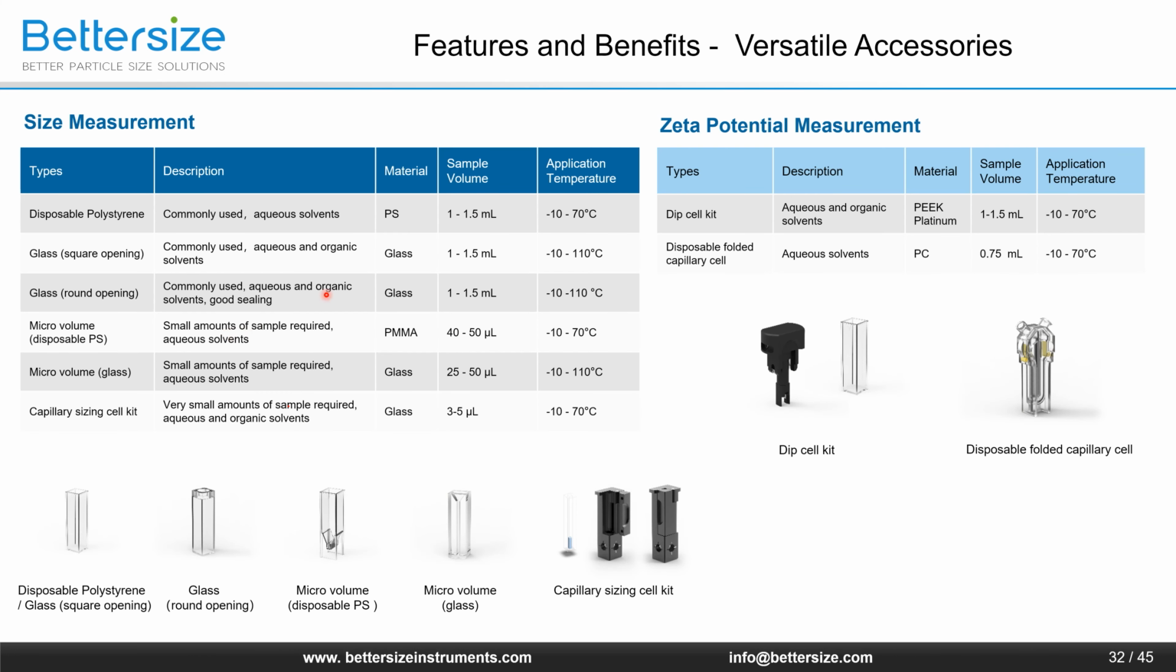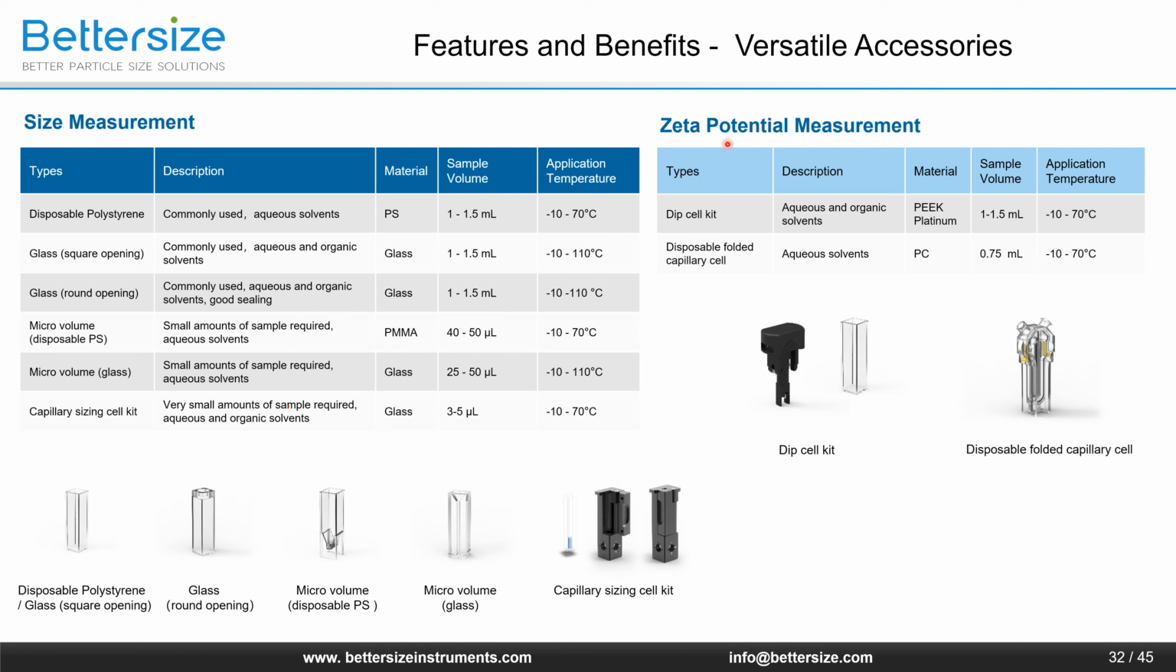Another benefit of the BeNano is the versatility for accessories. For size measurement, there are 6 kinds of cuvettes. The disposable plastic cuvette is commonly used, within the temperature ranging from -10 to 70 degrees, and only for aqueous solvents. If your sample contains organic solvents, then the glass cuvette will be a wise choice. Depending on the solvent type, sample volume, and measurement temperature, a suitable cuvette is always available.